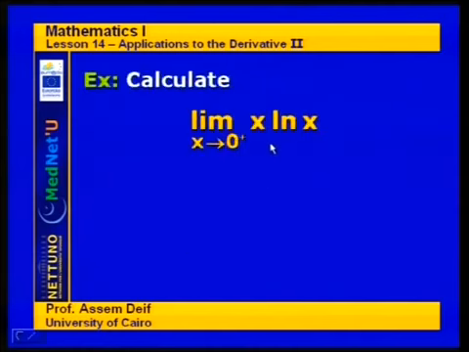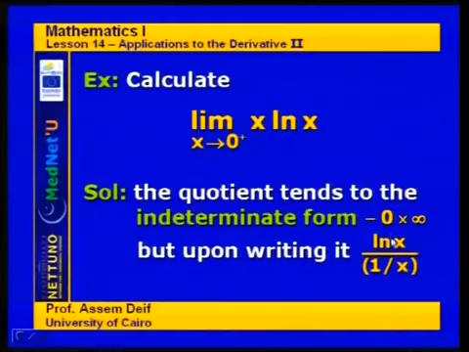Calculate the limit of x ln x when x tends to 0 from the right-hand side. Here there is a problem. Here the limit tends to what? 0 times infinity. So you cannot apply L'Hopital. L'Hopital only applies to 0 over 0 or infinity over infinity. So what you do here is put it in a form which is amenable to L'Hopital's rule. You put it in this form, ln x over 1 over x. Now when x tends to 0, this one goes to infinity, and this one as well. So you have infinity over infinity, and then you can apply L'Hopital's rule.